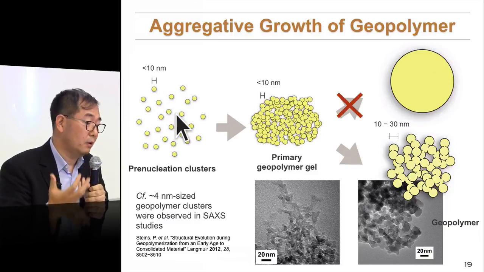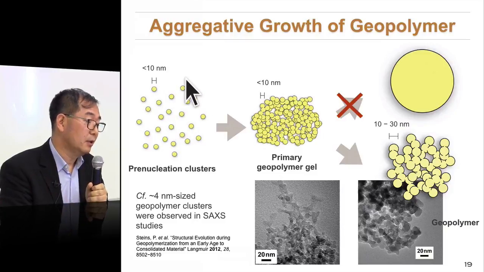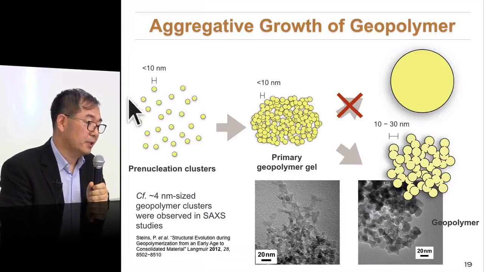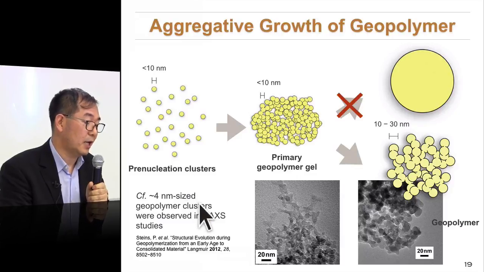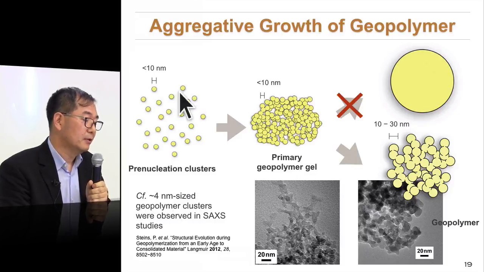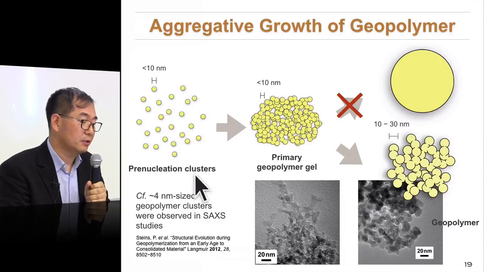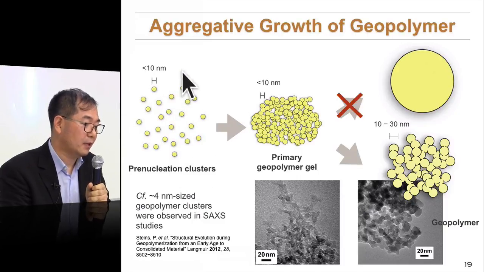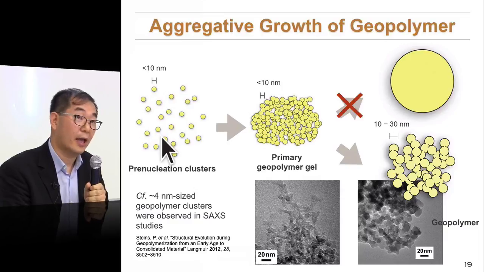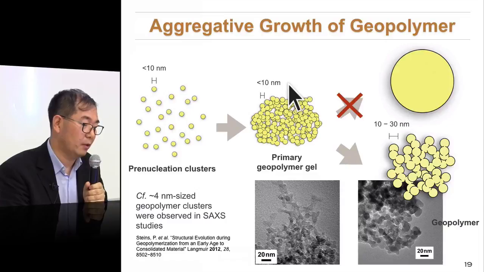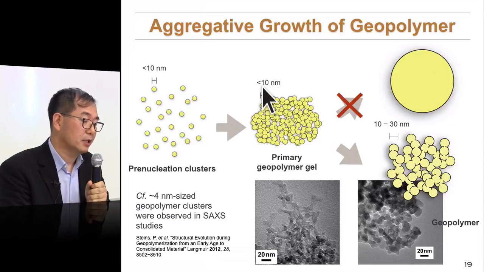When the metakaolin starts to dissolve, what we end up getting is small salt-like particles. This has already been reported through SAXS results before, so this is consistent with ours. But then these quickly aggregate to form the so-called primary geopolymer gel, where the individual particles are much smaller. And then, as time goes by, this grows.